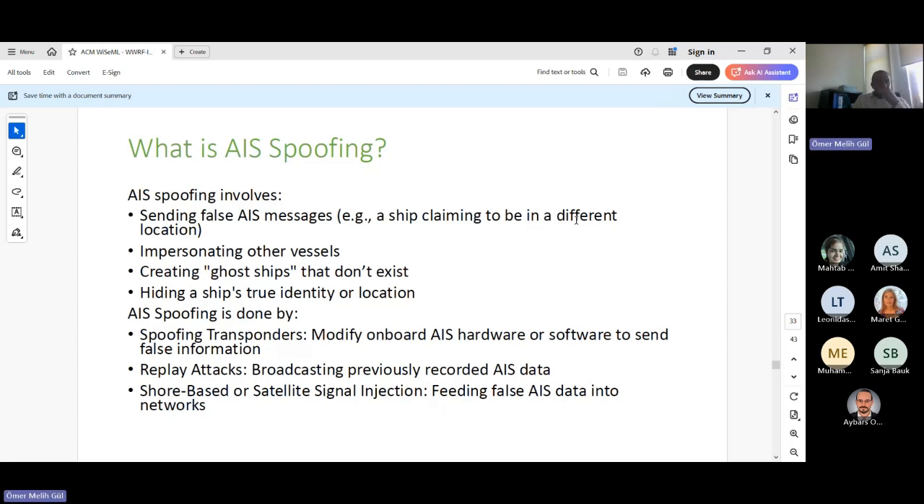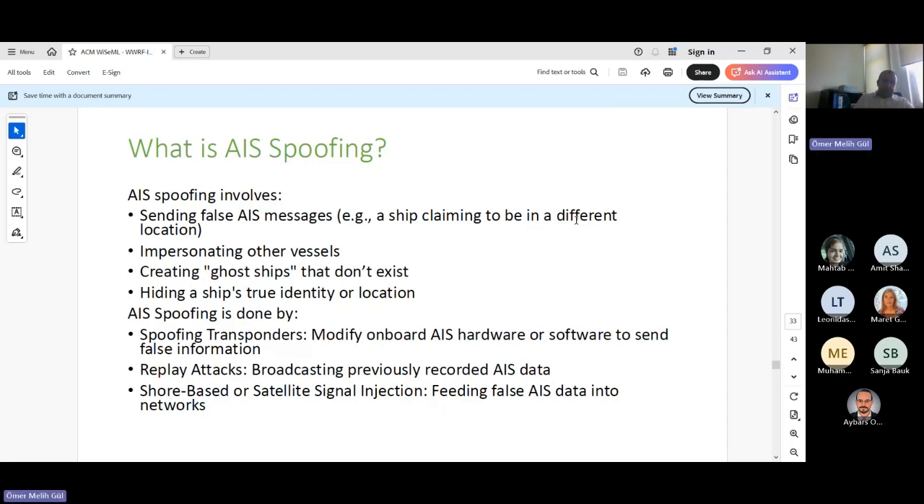But how can it be done? Spoofing transponders, modifying the AIS hardware or software to send false information, some kind of hacking, or replay attacks, broadcasting previously recorded AIS data. So you try to mislead. The original ship tried to send the AIS data, but think about it, there is a middle guy.